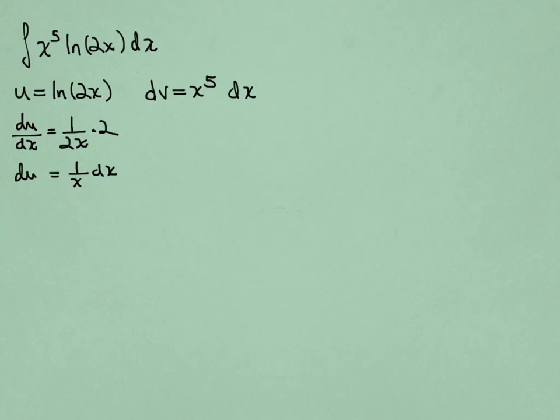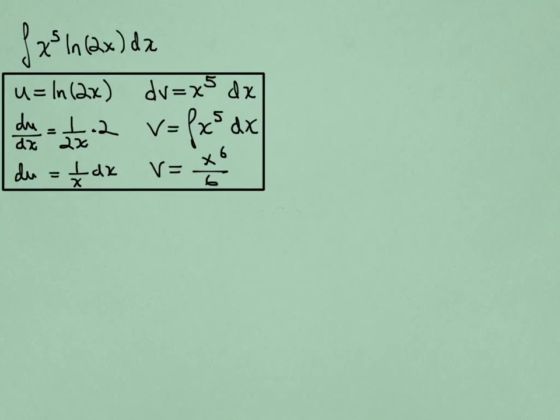To find v from dv, we have to integrate dv, so I have to integrate this power. That's not very hard to do. We just go up a degree and divide by the new degree. And that's all on the side. We then run the integration by parts formula out. It's u times v minus the integral of v du. And we just fill in those blanks now.